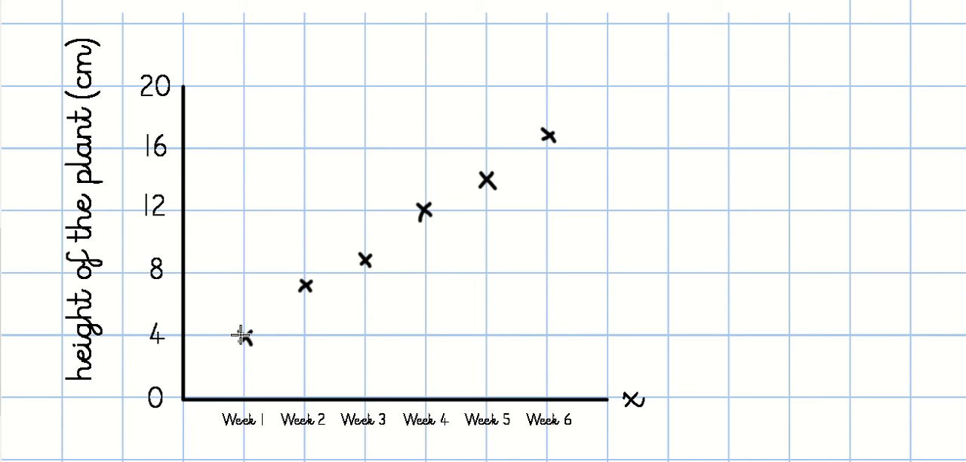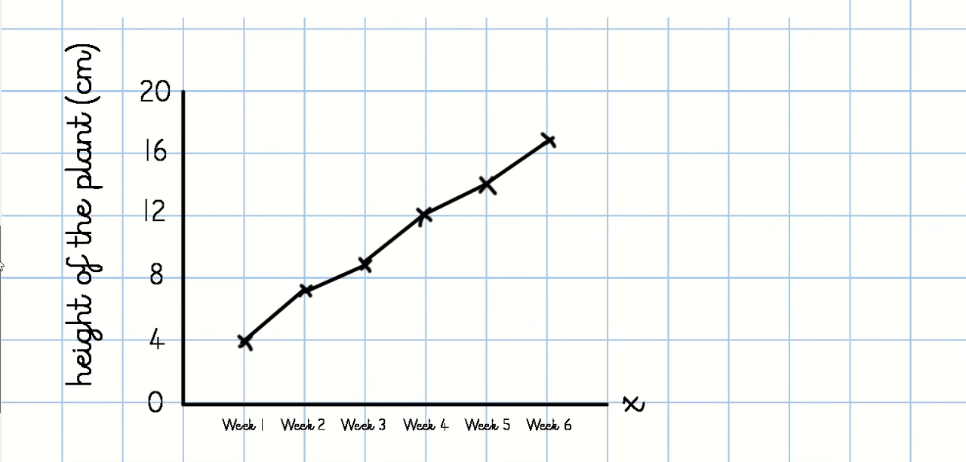I then have to connect all my lines, drawing each individual line up to the point. And then, as you can see, I've created my line graph, and we can see the steady growth of my plant from 4 centimetres to 17 centimetres over 6 weeks. So over 6 weeks, my plant grew from 4 centimetres to 17 centimetres.